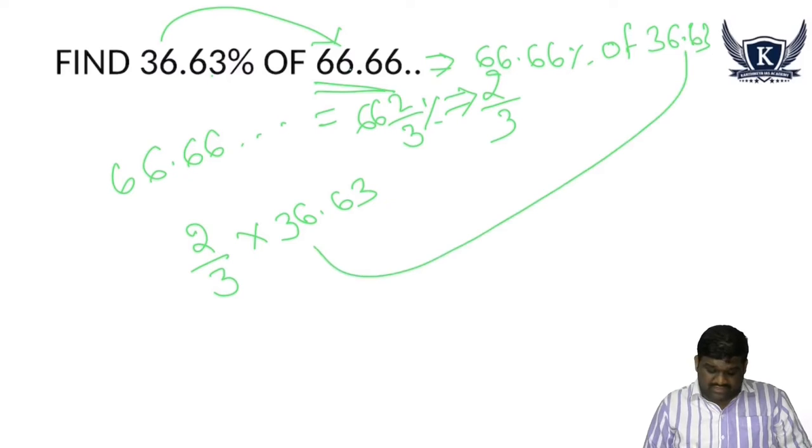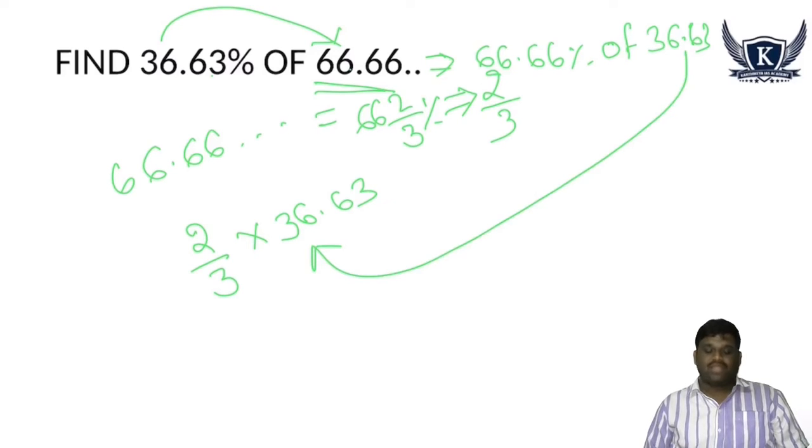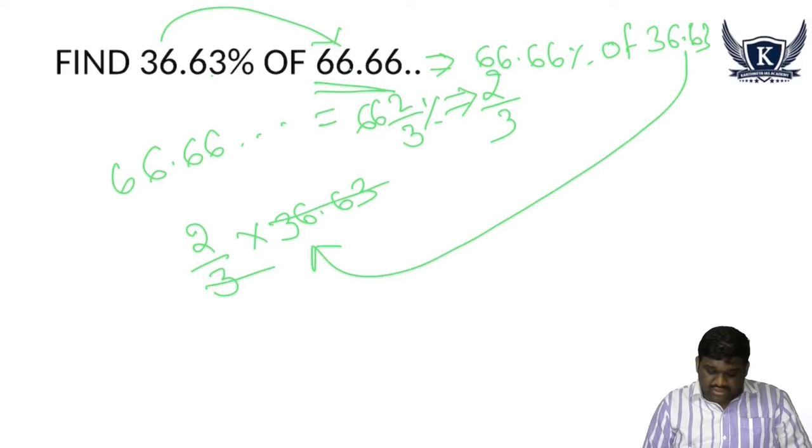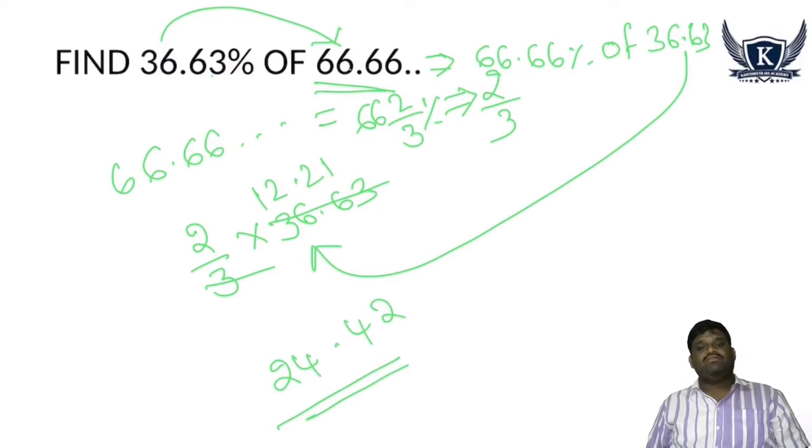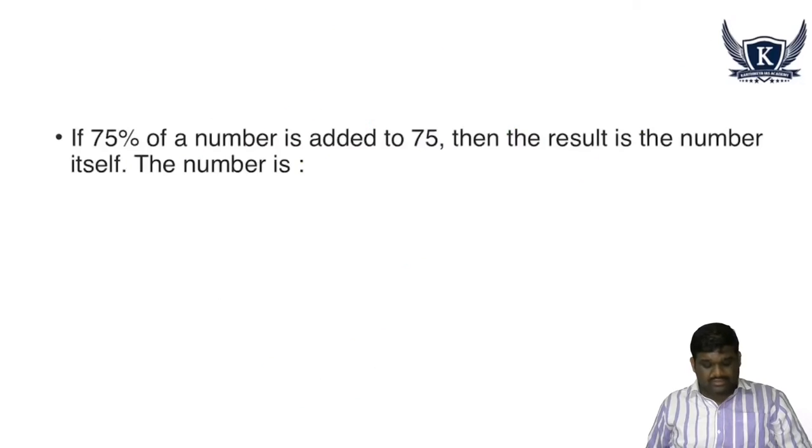This I have converted in this way. So this is nothing but 12.21. 2 12s are 24. 2 21s are 42. So my answer is 24.42. Coming to the next question.